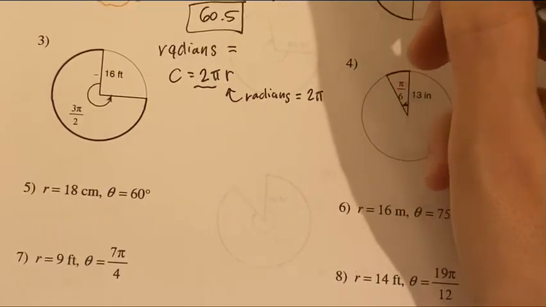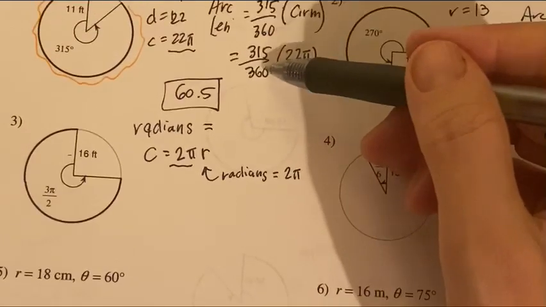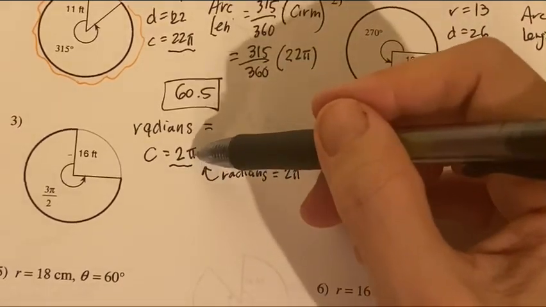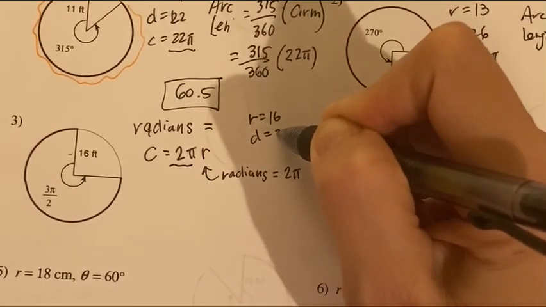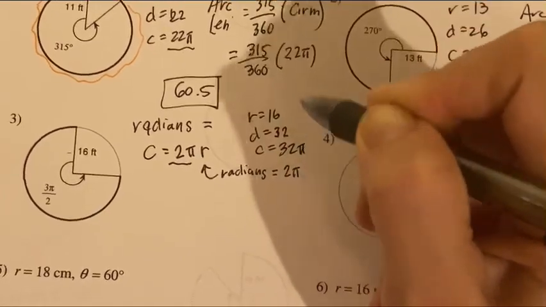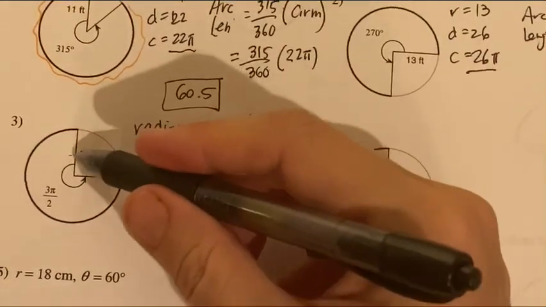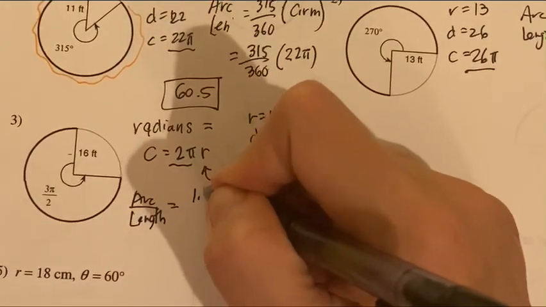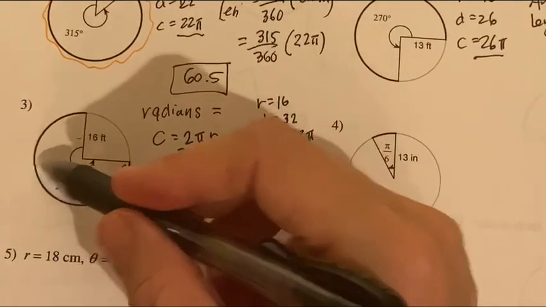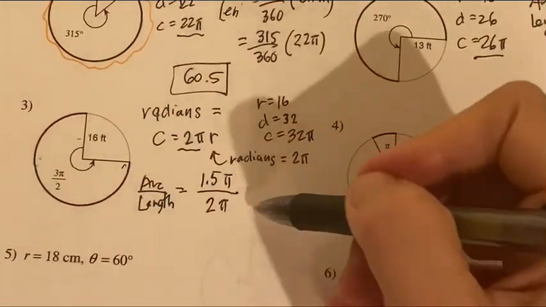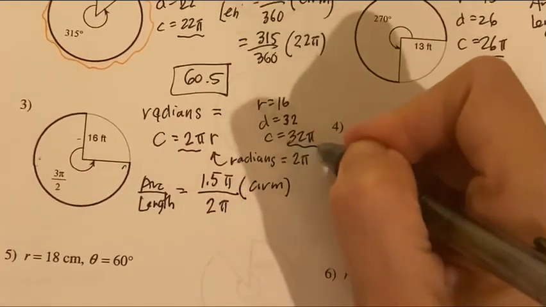Okay, let's figure this out. So in a way, all the way around would not be 360 if I measured in radians. All the way around would be 2 pi. So let's do that. Okay, so radius 16, diameter 32, circumference 32 pi, right? And so what's my arc length? My arc length is whatever portion. So my portion here is 1.5 pi all over 2 pi. If all the way around was 2 pi. So this is another way of doing it, right? Times my circumference, and my circumference is 32 pi.